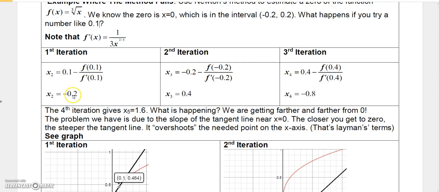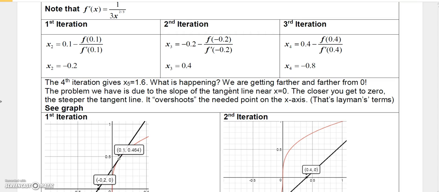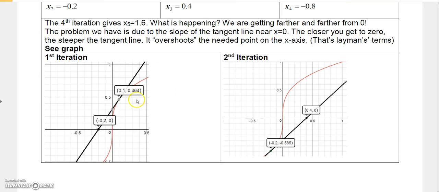Look what's happening here. We keep getting farther and farther away from 0. I know we get a negative, then a positive, then a negative, but still we're getting farther and farther away from 0. So what's happening here? Well, here's the function, the cube root of x, this red one. And at point 0.1, I'm actually 0.464 away from it. But now see what happens when I draw the tangent line. It shoots way out here. So instead of landing somewhere down here close to the function, where it should have gone close to 0 if this was going to work, it shot farther away.